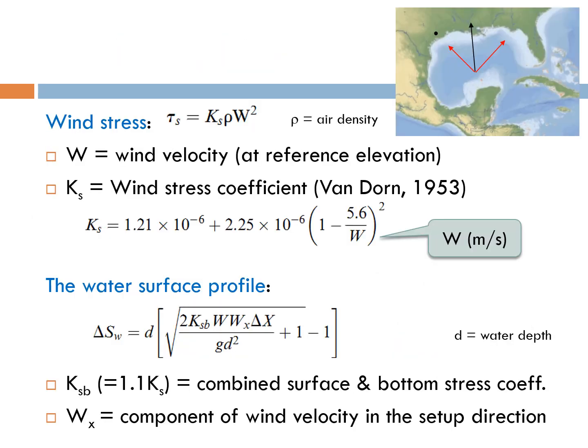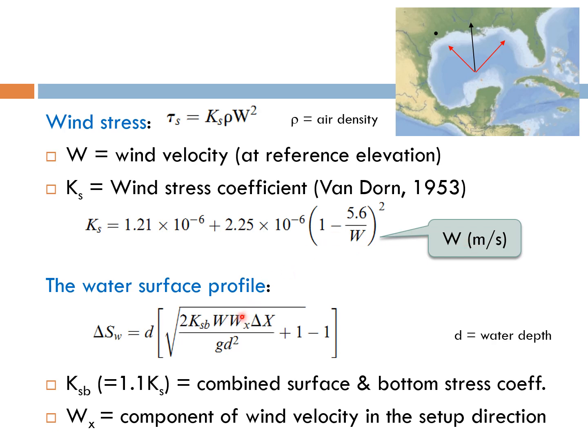Here on this slide, we see the equation for the wind setup given by this delta S, which is calculated from this expression. It depends on D, which is the water depth, and we see a very long numerator here. We have KSB, which is basically the combined surface and bottom stress coefficient, which is approximately given by 1.1 of the wind stress coefficient Ks, and the wind stress coefficient can be calculated using this expression based on the wind speed in meter per second.